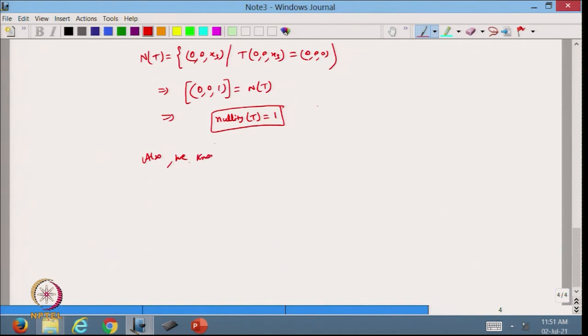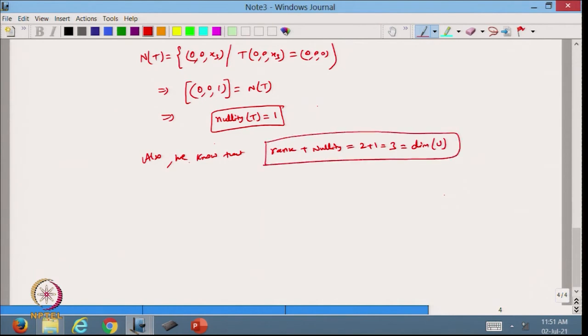And also we know that rank plus nullity, that is 2 plus 1 equals 3, is equal to the dimension of U. Here it is coming. I have not proved this theorem yet, the rank nullity theorem, but it is there. We will prove it in the coming lectures. So this is my rank plus nullity, and that is 3 in this case.